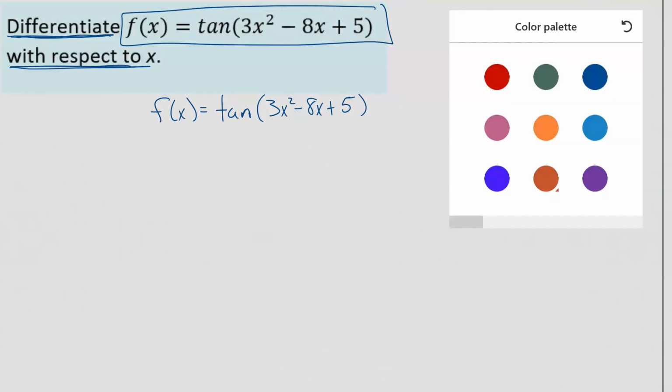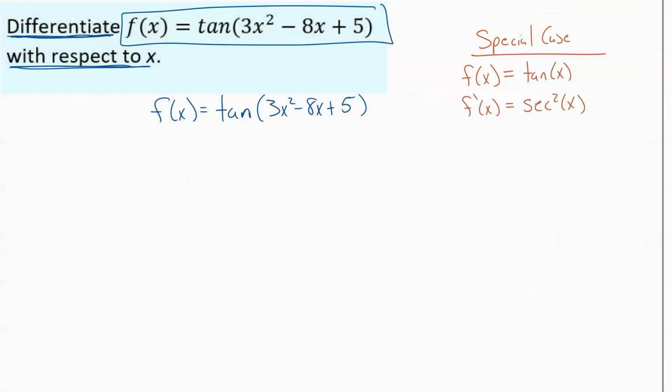And the one thing to realize when you're doing these special cases, and there's a lot of them, and we'll go through all of them, is as soon as this changes to anything more than just your basic x, which is almost all the time, it's a chain rule problem. And so a lot of these special cases that you're going to learn are really going to be chain rule problems almost all the time, because they're usually going to replace that basic x with something more than just an x.